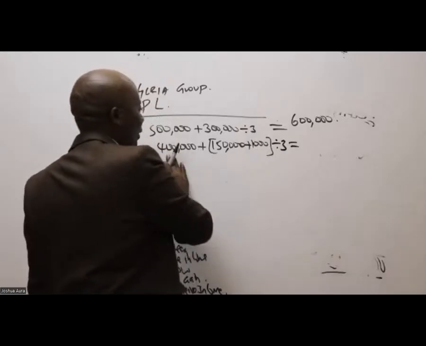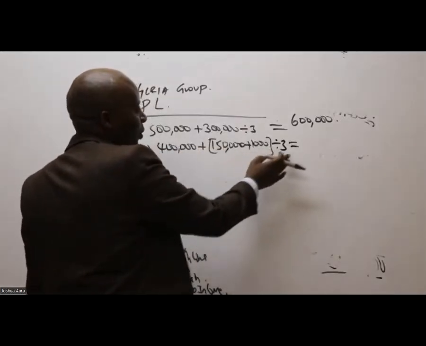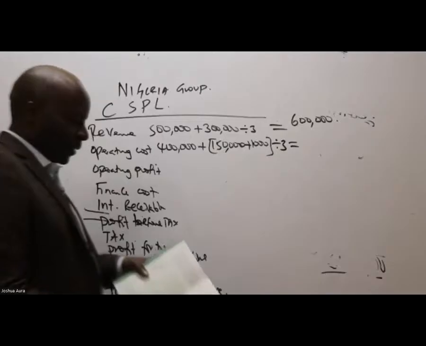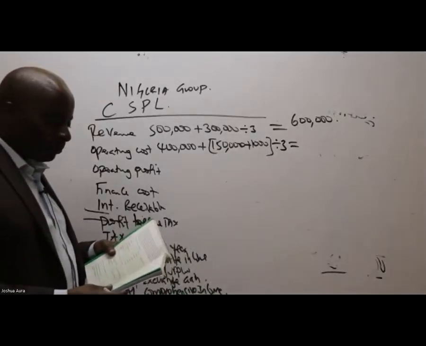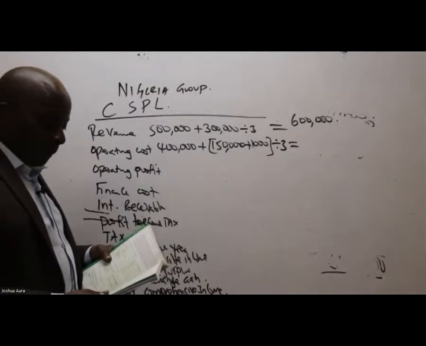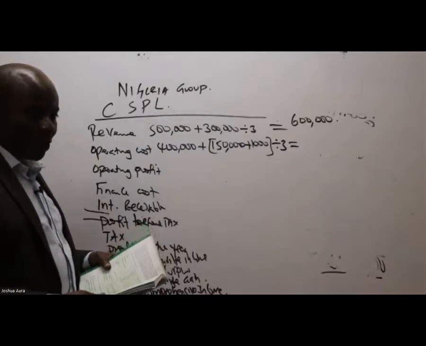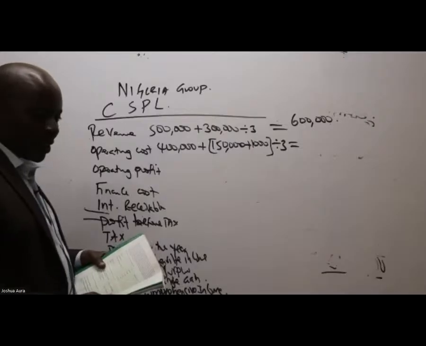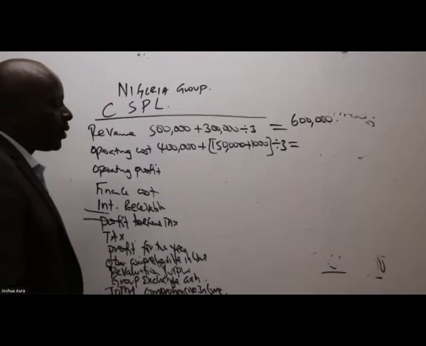They have to be divided by 3. So please take 400,000 plus 151,000 divided by 3. Give me a figure to write there. Time is not on our side. Please hurry up.